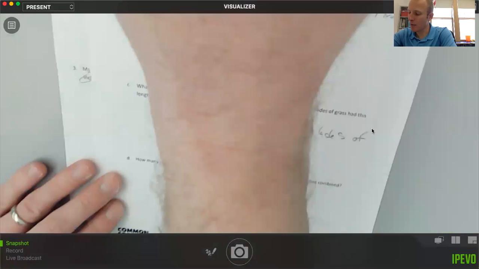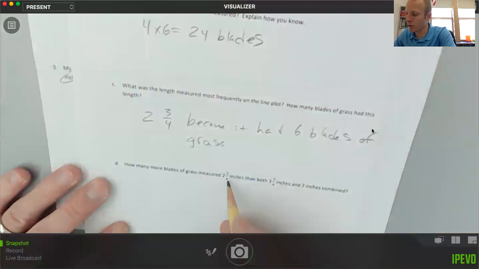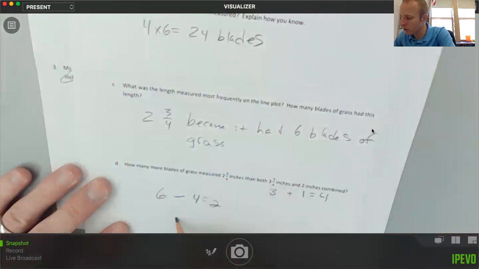And lastly, how many more blades of grass measured 2 3/4, which was 6, than both 3 3/4, which was 3, and 2 inches, which was 1. So 3 plus 1 is 4, so 6 minus 4 equals 2. 2 blades of grass.